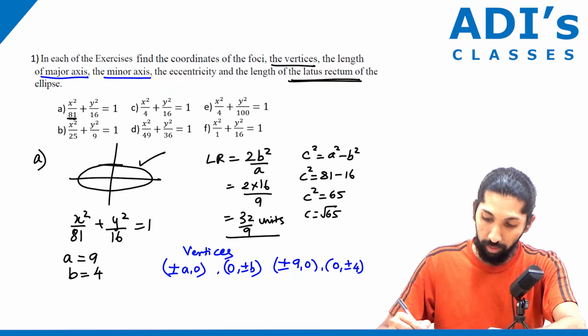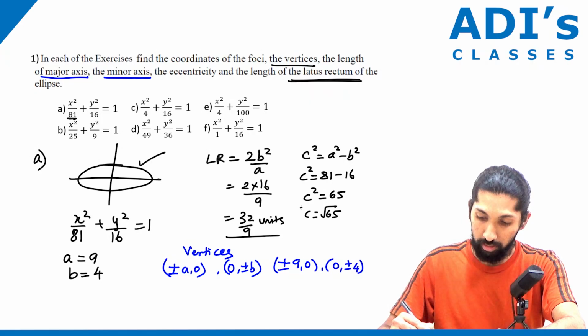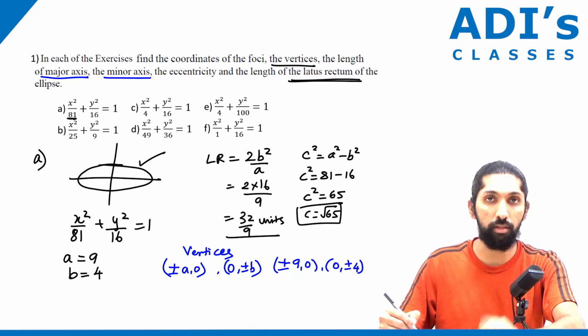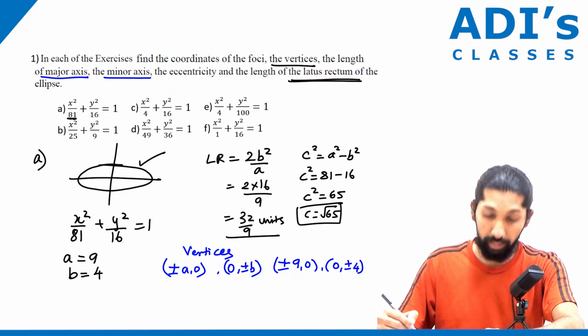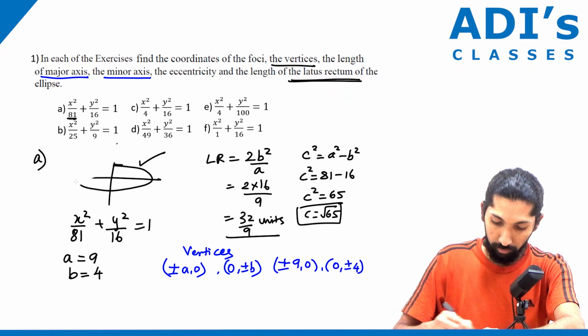Now, once you have the value of C, that's nothing but the focus. Correct? So we got the C value. That means the focus is root 65 comma 0. The final value we need is the eccentricity. So for that, let me just erase this one.